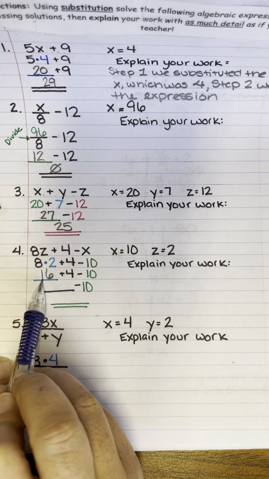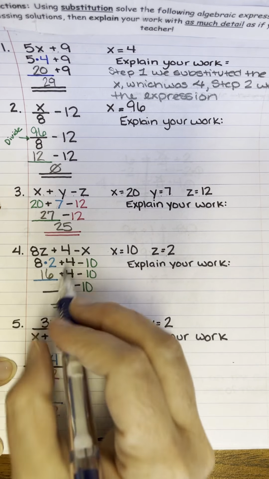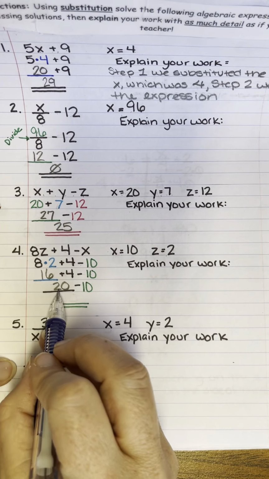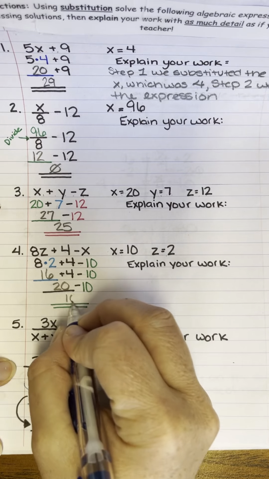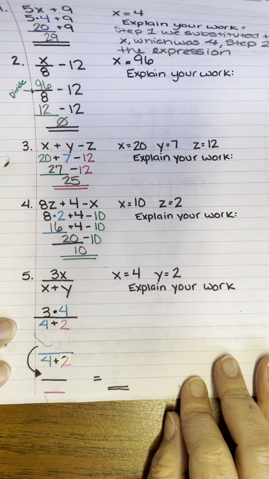Now, order of operations say left to right. Step 1, 16 plus 4, which is 20. Then bring down minus 10. 20 minus 10 gives me 10. All right, question number 5 is a little bit trickier and multi-step.